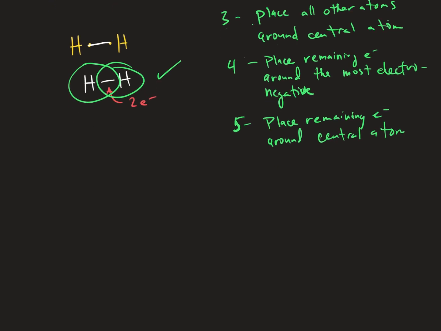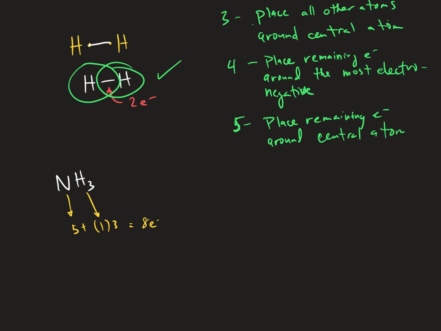Try a more difficult one. NH3, ammonia. This is the stuff used for cleaning, yeah? Okay, what's our first step? Count the valence electrons. How many does nitrogen have? 5. And hydrogen has 1, and there's 3 of them, so we multiply that by 3. That's a total of 8 valence electrons. 3 times 1, yeah. 3 plus 5, that's 8. Good?